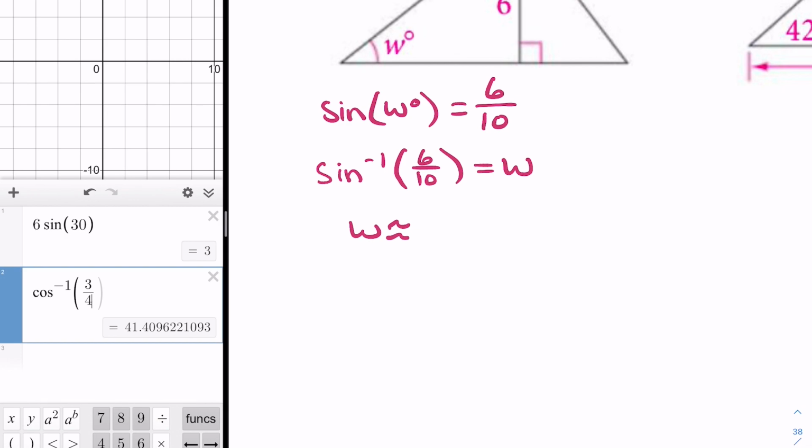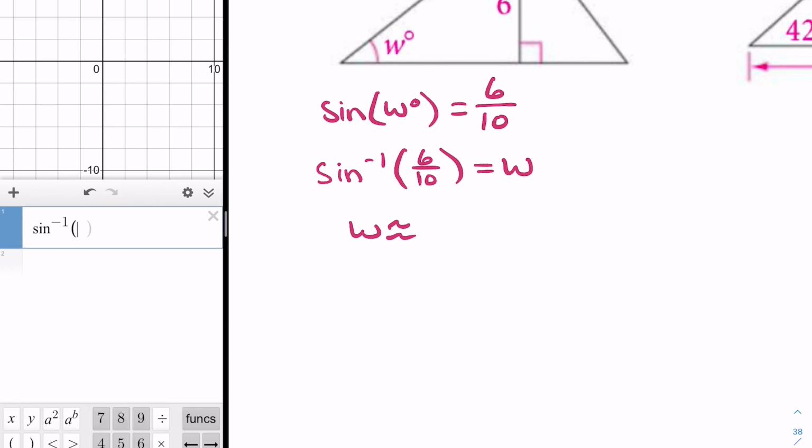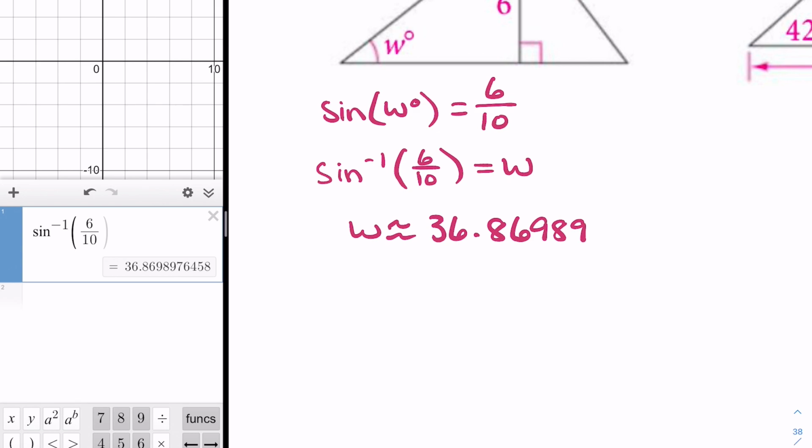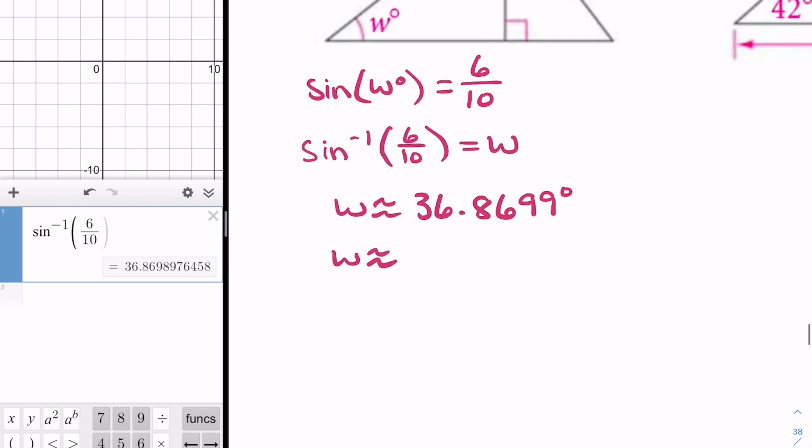So w approximately equals sine inverse of 6 divided by 10, which is about 36.869897 degrees. So this equals about 37 degrees.